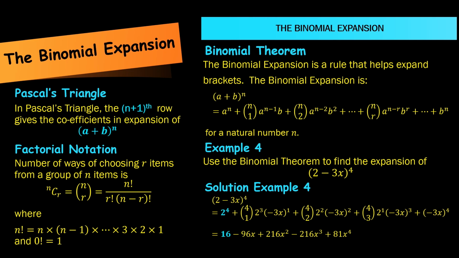gives us 16 minus 96x plus 216x squared minus 216x cubed plus 81 times x to the power 4.